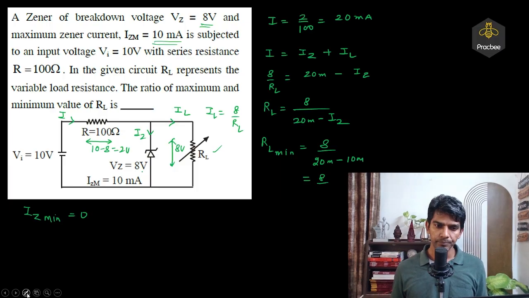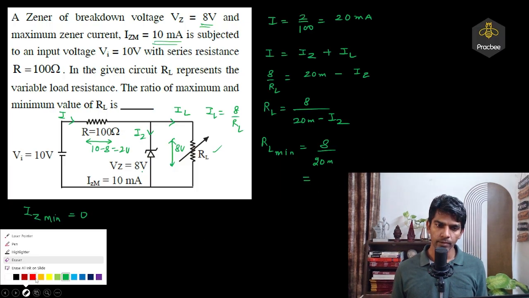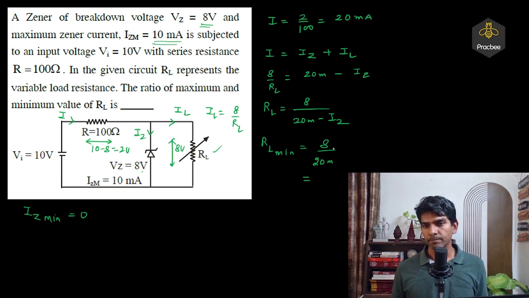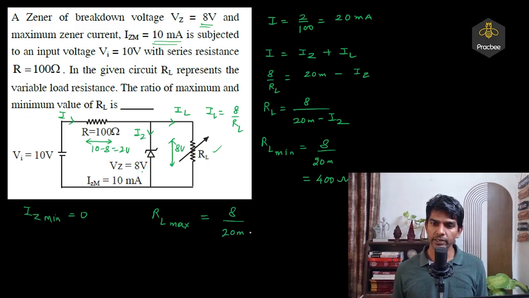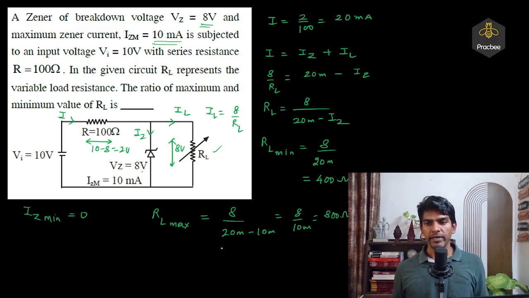Okay, sorry, it should be 0, no? For minimum value, Iz should be 0. So this comes out to be 400 ohms. Now if I want to find the maximum value of RL, so we'll have to take the maximum value of Iz. So this will be 8 over 20 milli minus 10 milli. So that comes out to be 8 over 10 milli, which is nothing but 800 ohms. Right, so now we have to find the ratio of maximum and minimum. So it comes out to be 2. So 2 is the answer of this question.